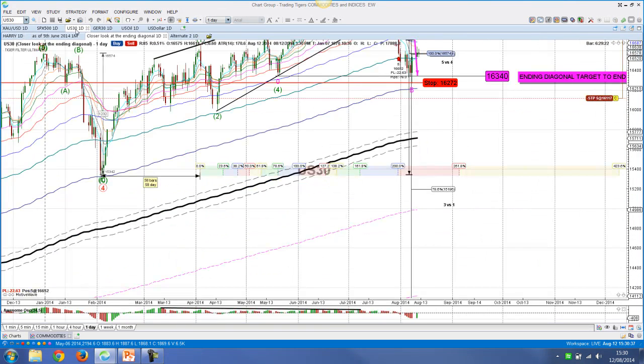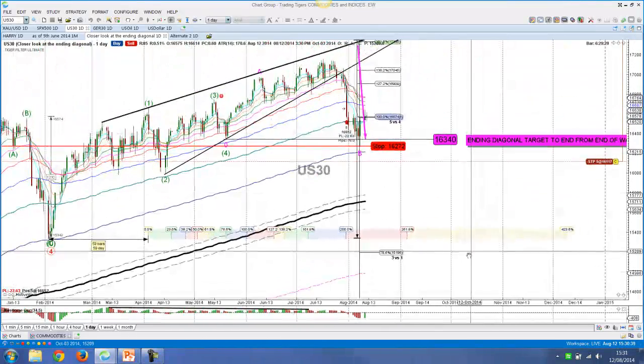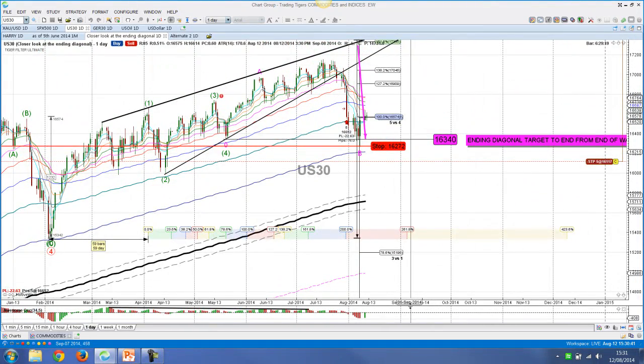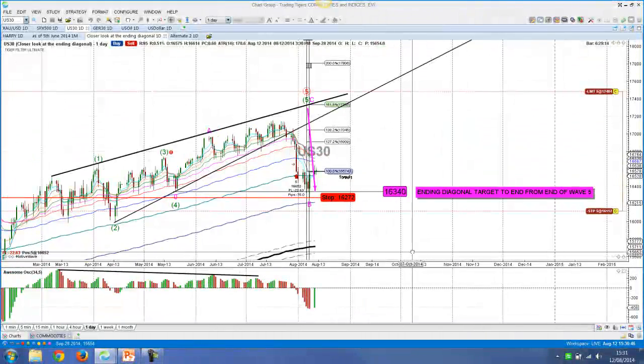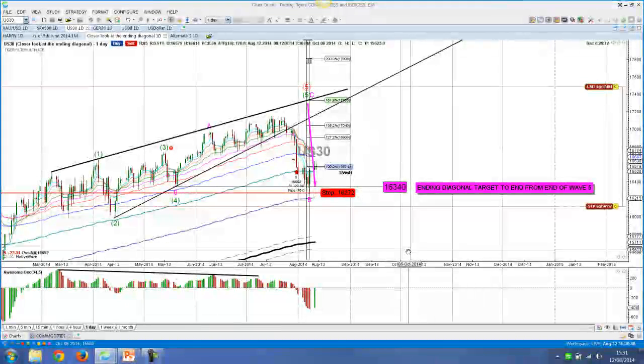So now let's move to the US30. This is one trade we've been following very carefully. We had actually anticipated this was an ending diagonal, being in the 5th.